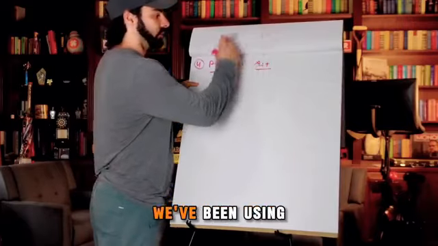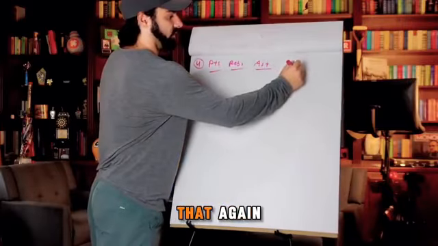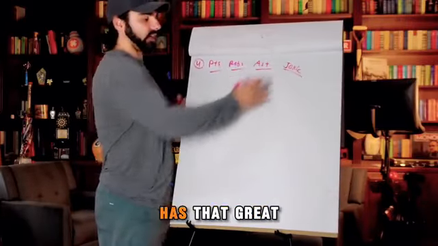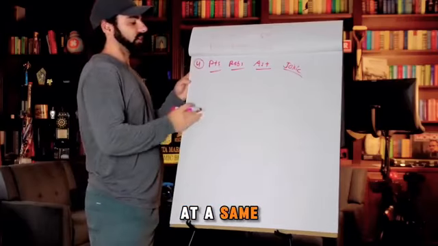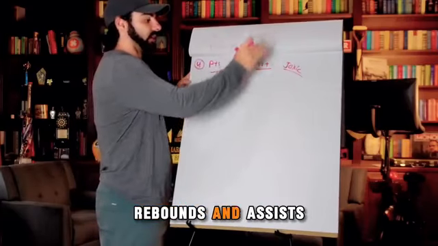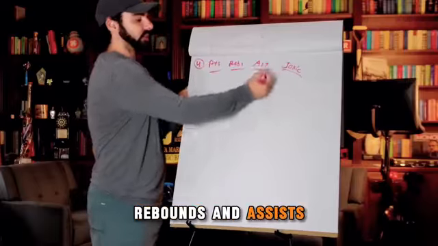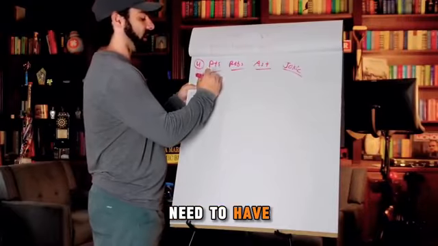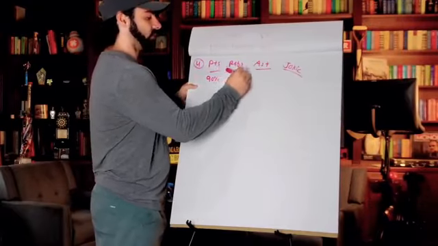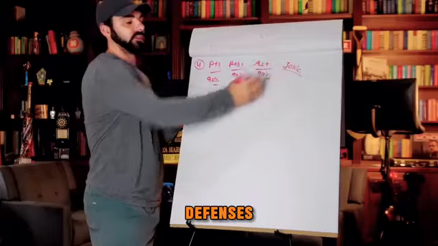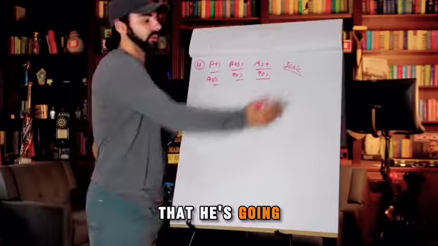So, for example, we've been using Jokic as an example. We're going to use that again. We're going to say that he has that great matchup, and we're looking at a same game parlay for his points, rebounds, and assists individually. Now, the numbers that we want to take for his points, rebounds, and assists individually need to have a 90% win rate against the similar defenses that are in that bottom five that he's going against.